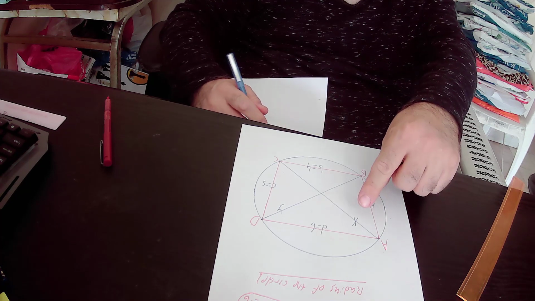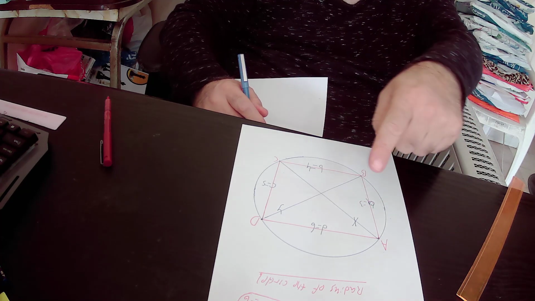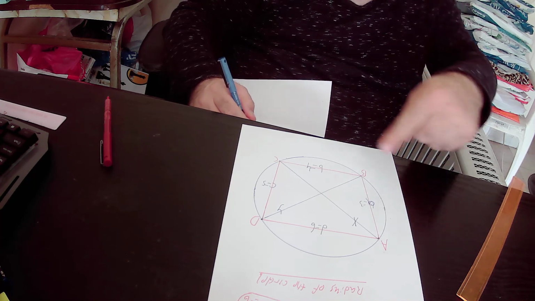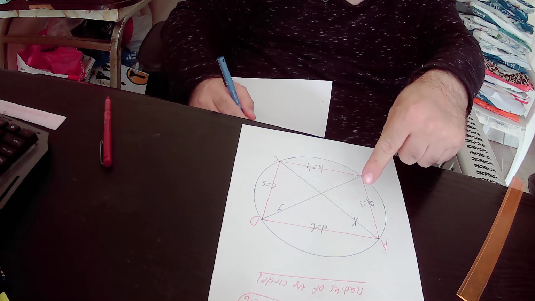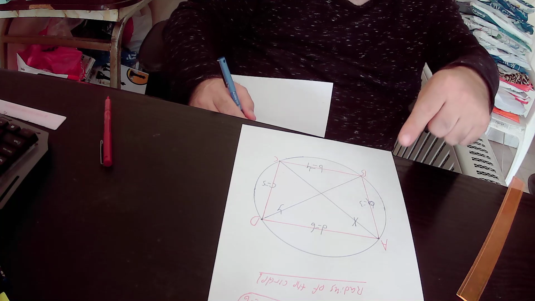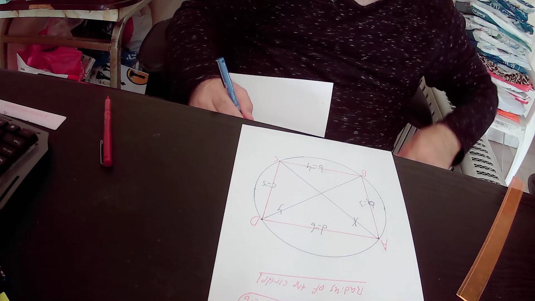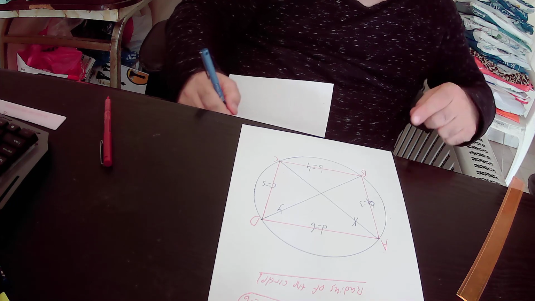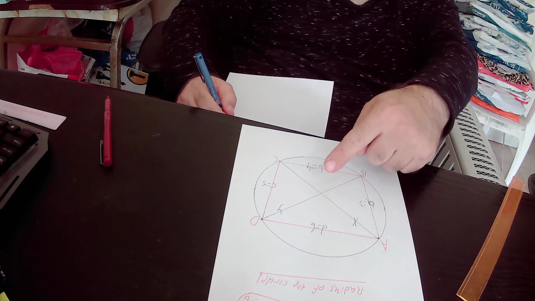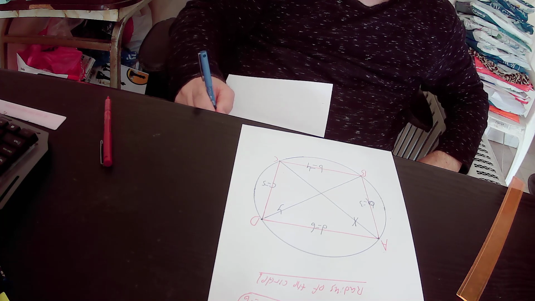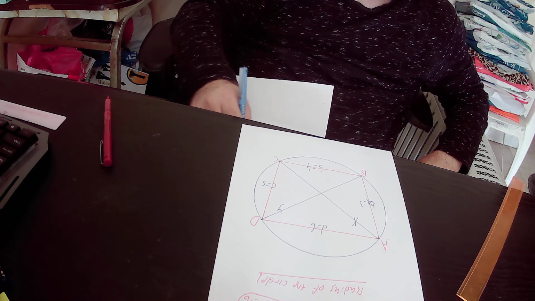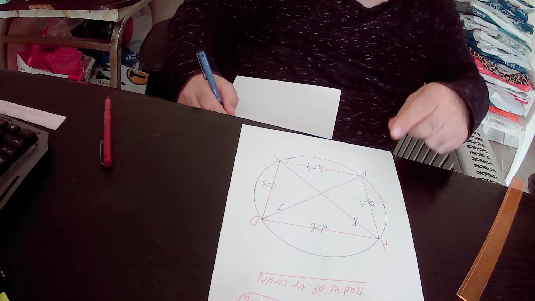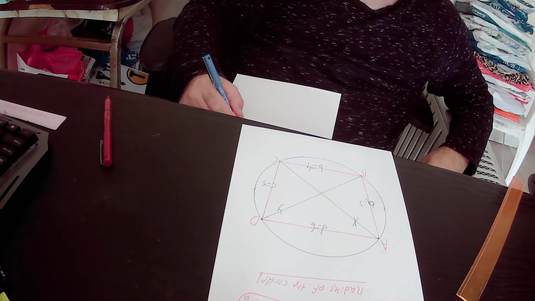This triangle ABD is inscribed by this blue circle. Therefore, according to rule number 3, the radius of this blue circle that circumscribes triangle ABD will be equal to ADY over 4 times the area of triangle ABD.